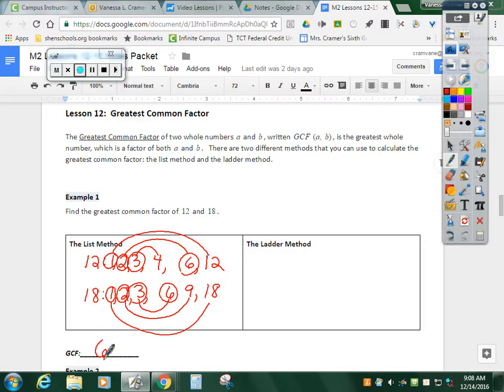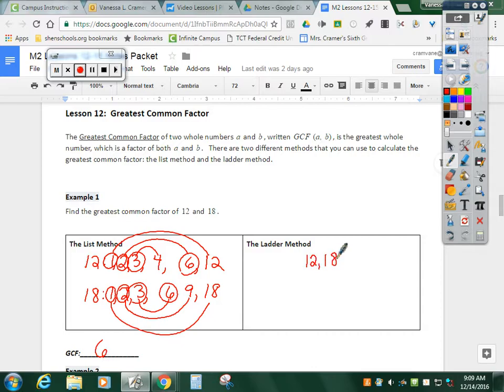If you're good at your facts, the list method probably would be a very good one for you, but you're in middle school now, and my job is to teach you shortcuts and easier ways to get your math done. So I'm going to introduce you and strongly encourage you to use the ladder method. Okay, the ladder method's very easy.